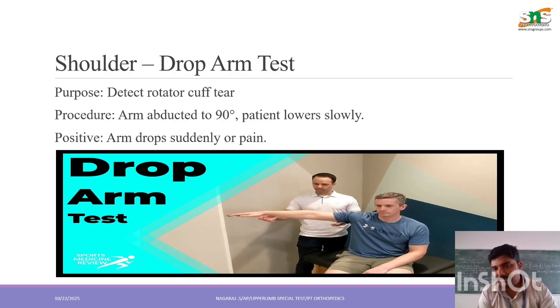If the arm drops suddenly or pain is present, that is a positive test for the abductor muscle and the rotator cuff. In the diagrammatic representation, the therapist stands behind the patient and supports the arm in the abduction position. Then the therapist gradually releases the hand. In case of a rotator cuff tear, the patient's shoulder suddenly gives way.